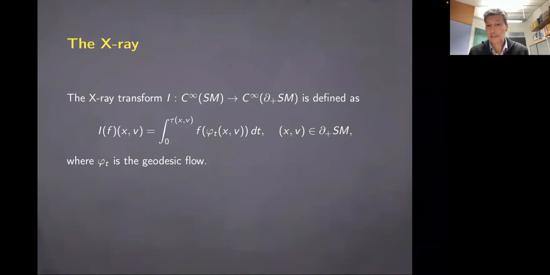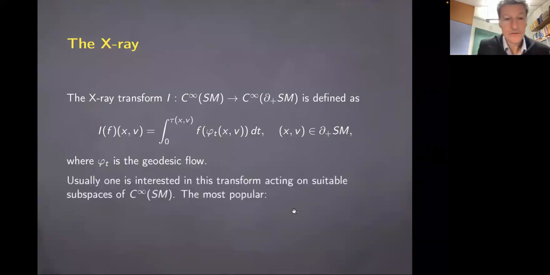So you have such a function, and all that you do is, if you begin with a point on the boundary and a tangent vector pointing inside, then you follow the unique geodesic given by x, v, and you integrate that function. The outcome of this is now a function on the influx boundary, and this is called the X-ray transform. So phi t here is the geodesic flow, which essentially just packs the position and velocities of the geodesics.